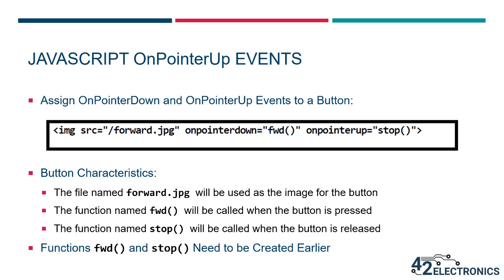This will be accomplished by assigning both an on-pointer-down event and an on-pointer-up event to the button. So this button will have these characteristics. First, the file named forward.jpg will be used as the image for the button. The function named forward will be called when the button is pressed. The function named stop will be called when the button is released. The functions named forward and stop referenced by this button will need to be created earlier in the program to call the appropriate CGI scripts to control motor movements.